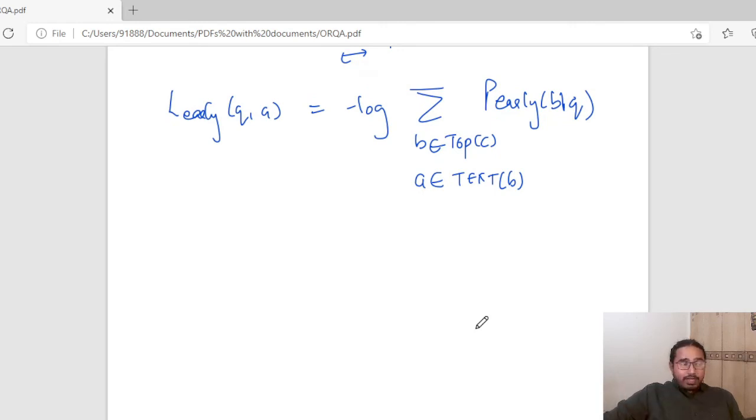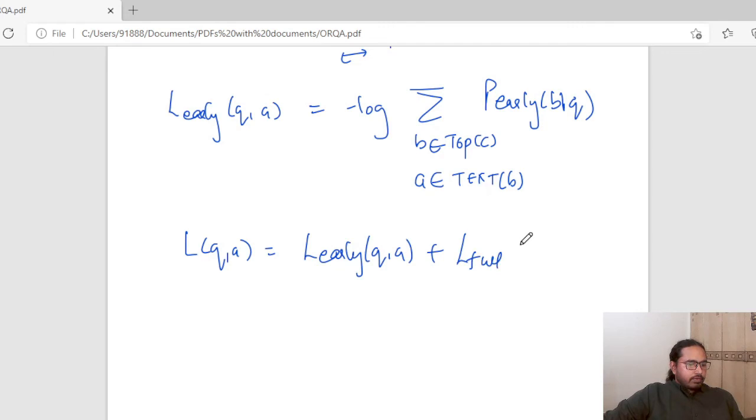The final cost function, which we write as L of Q comma A, is the combination of L early Q comma A and L full Q comma A. As I said, initially you start training the retriever, and once the retriever is good enough, you start giving the inputs to the QA model, and at one point the retriever will receive gradients both from L early and L full.